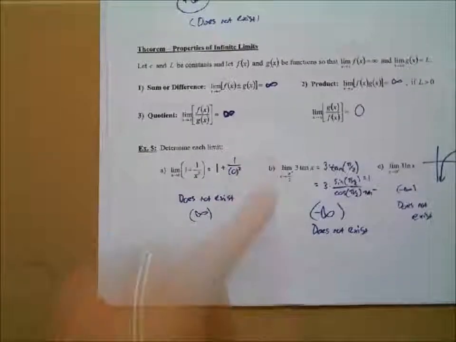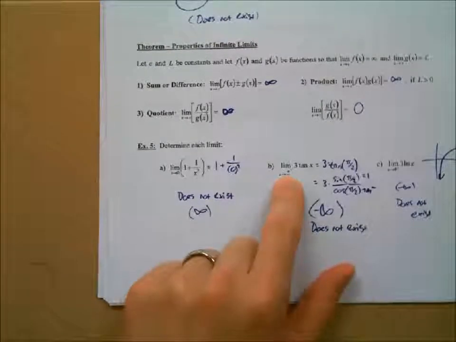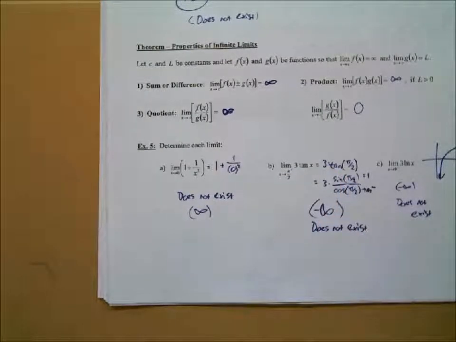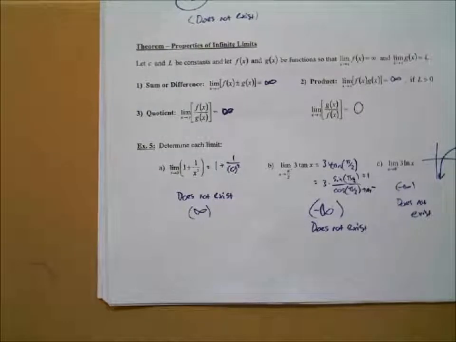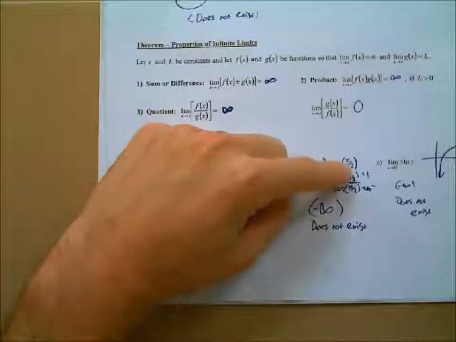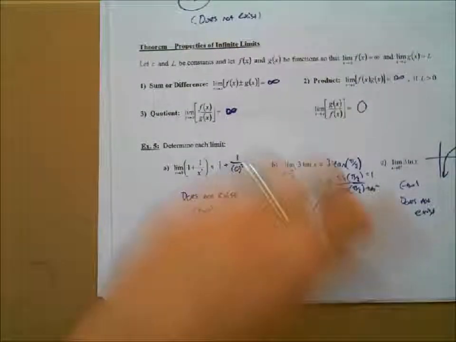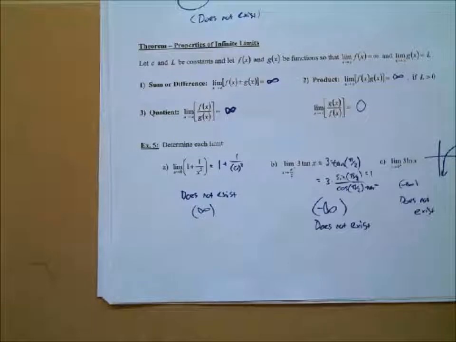Here for letter B, we're approaching pi over 2 from the right. Again, a direct substitution into tangent of pi over 2 is going to give us undefined because tangent's undefined at pi over 2. But if we think about tangent in terms of sine and cosine, sine, as you get closer and closer to pi over 2, is 1, a positive 1. Whereas cosine, as we approach pi over 2?